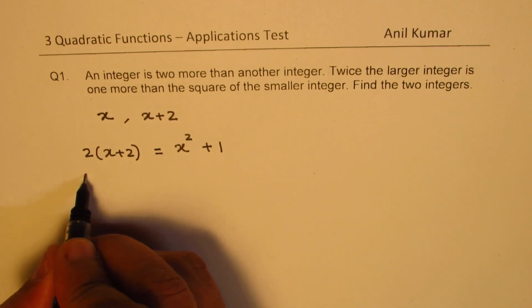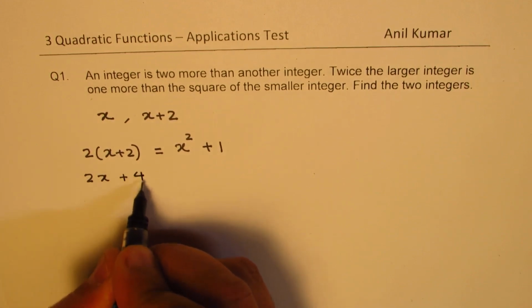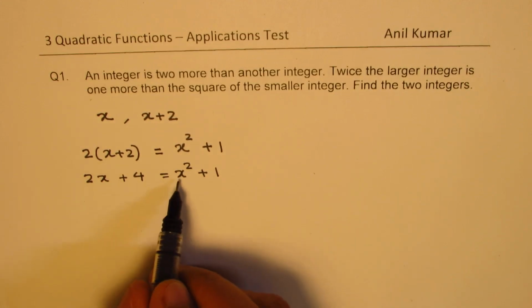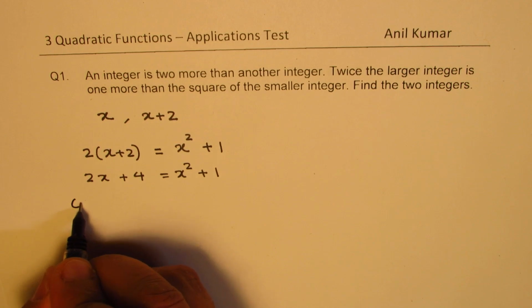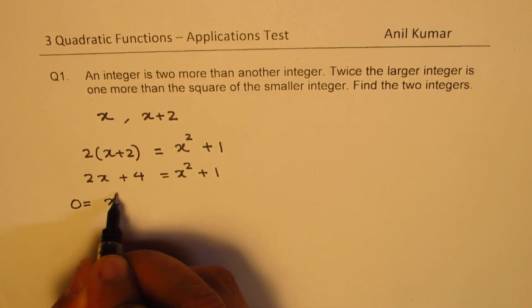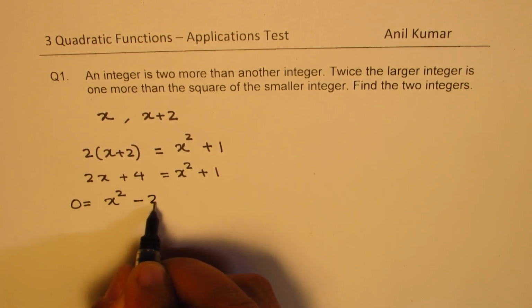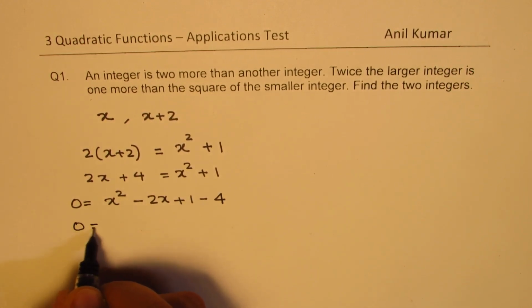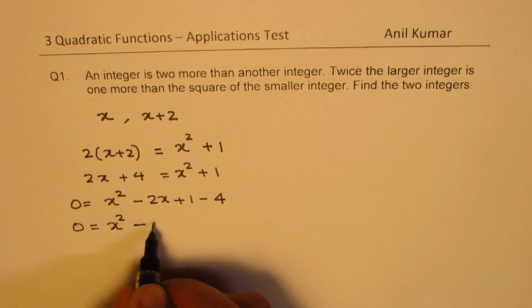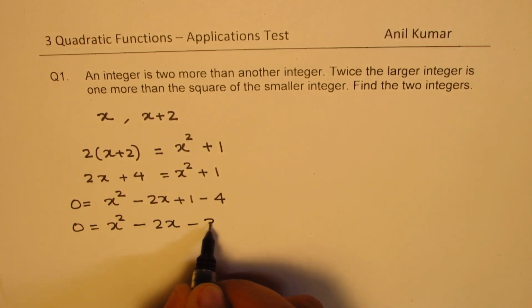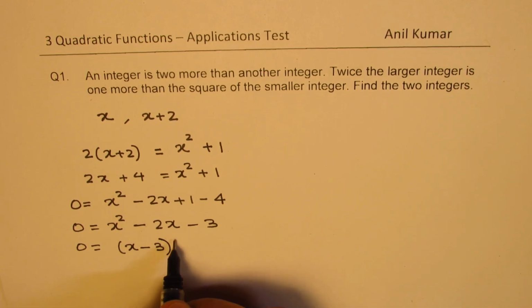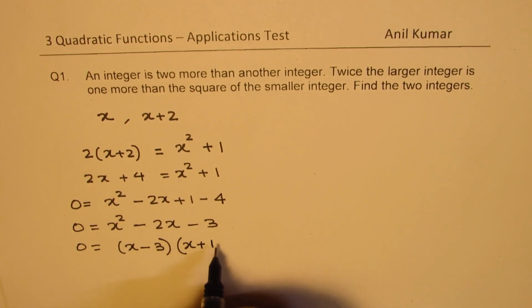So we can just open this up. We have 2x plus 4 equals x square plus 1. Bring all the terms over so that the coefficient of x square is positive. In standard form, we normally keep this coefficient positive. So we have minus 2x plus 1 minus 4, which we can write as x square minus 2x minus 3. And that can be factored, and we have (x minus 3)(x plus 1).